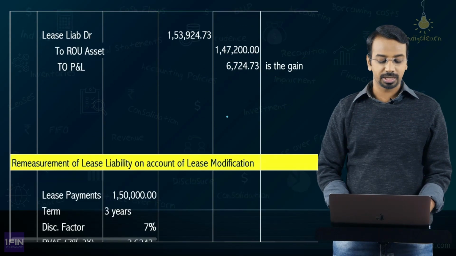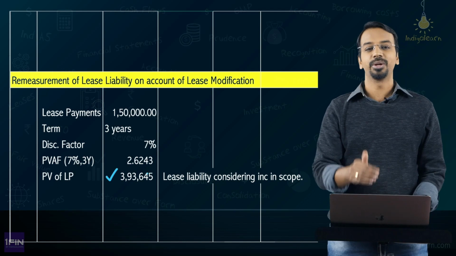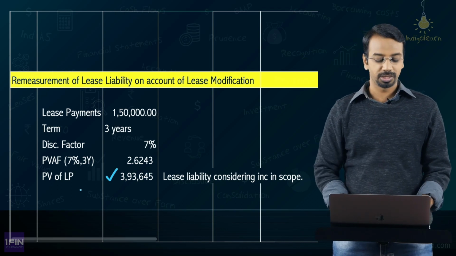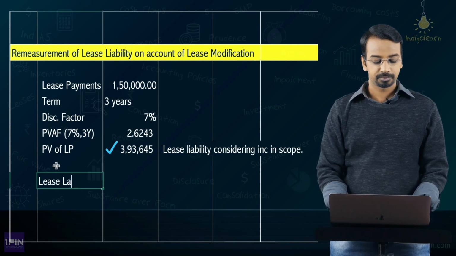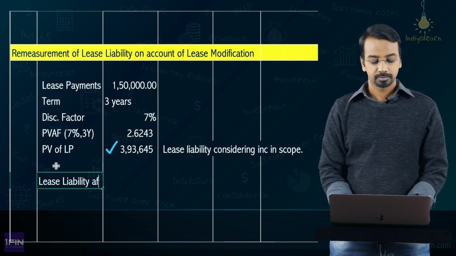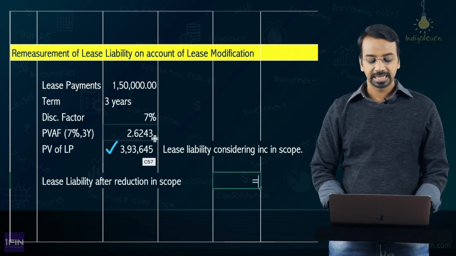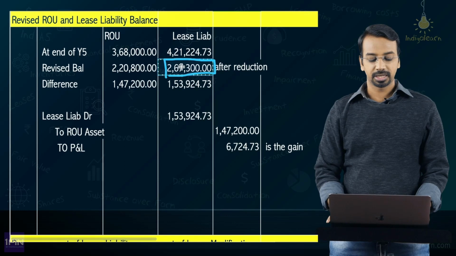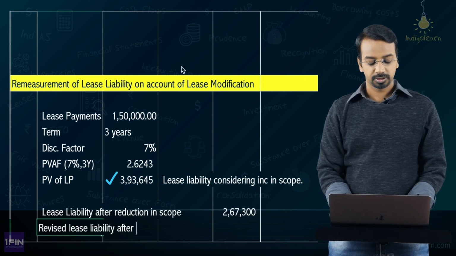This lease liability you will compare with this particular lease liability, and any difference will be adjusted to the right of use asset. So what I mean by that is, the lease liability after reduction in scope was 267,300. And the revised lease liability after increase in scope.